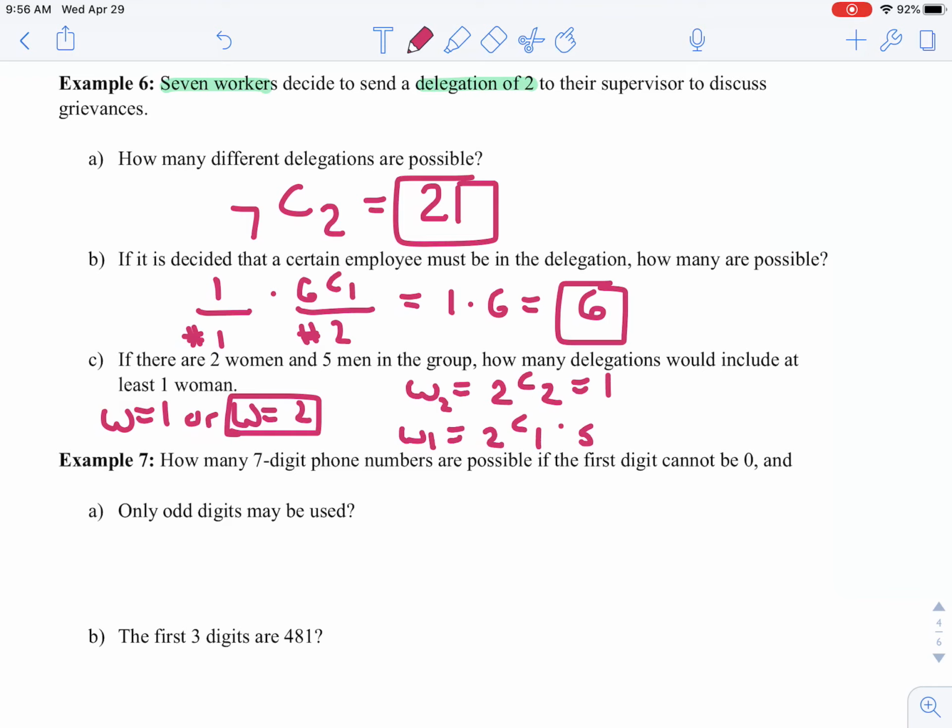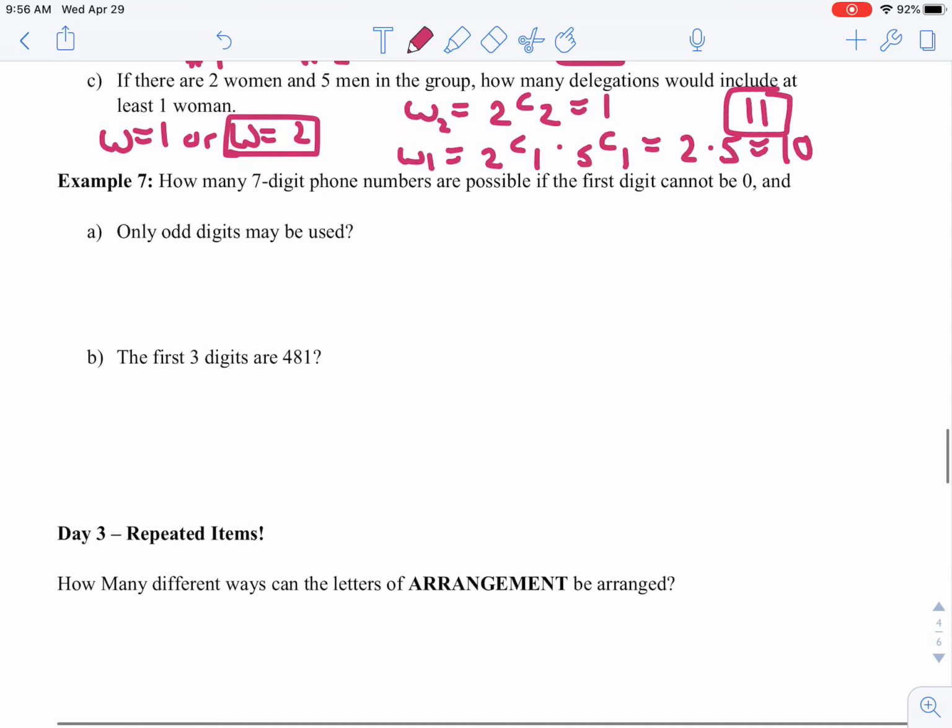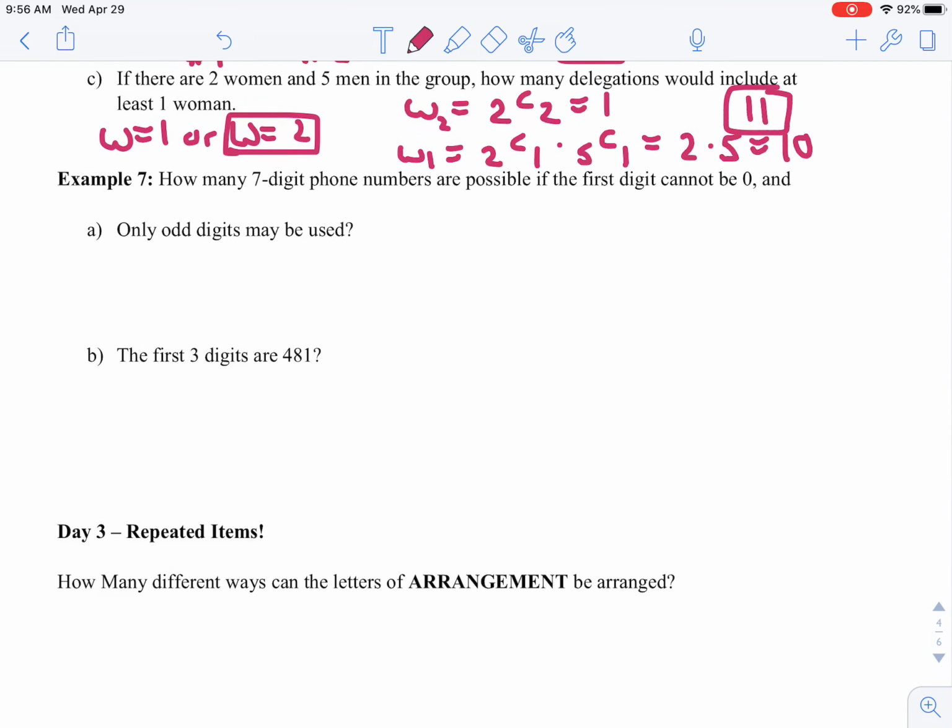And then I got to pick 1 of the 5 guys. So I have 5 guys, and I'm choosing 1 of them. Well, 2 choose 1 is just 2, and 5 choose 1 is 5. So I have 10 ways in which I could have just 1 woman. I pick this woman and 1 of these 5 guys, and then the other time I pick this woman and 1 of the other 5 guys. And then these get added together and we see that there are 11 ways that this could occur.